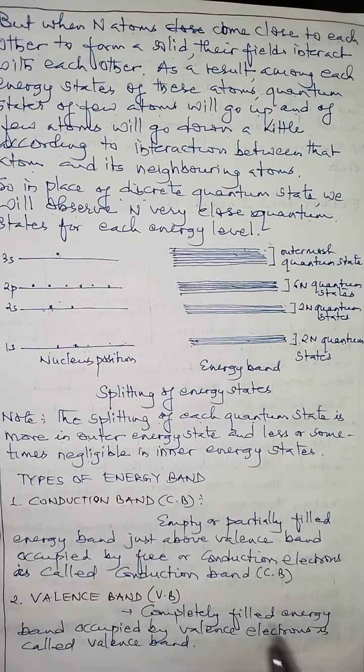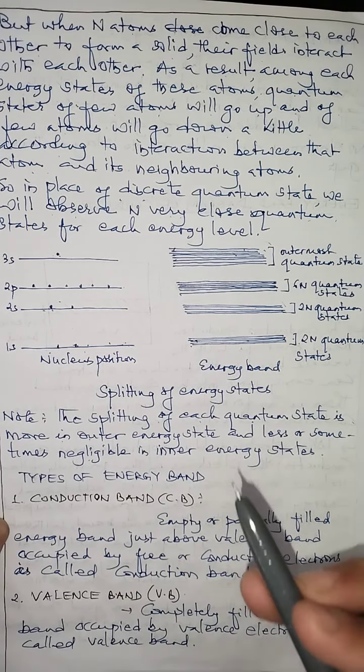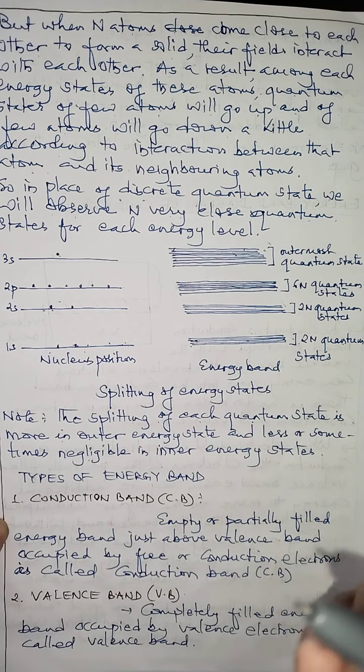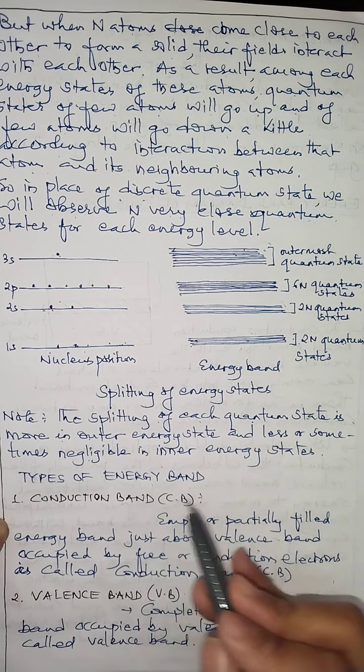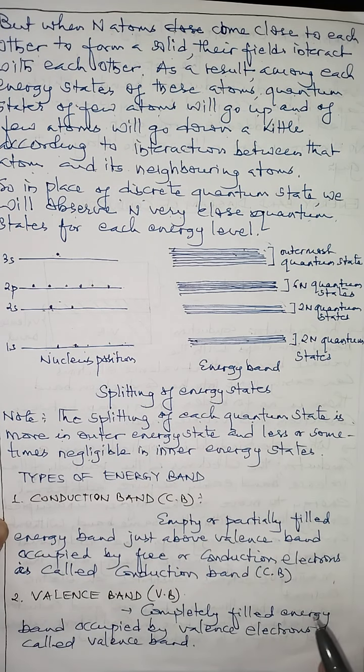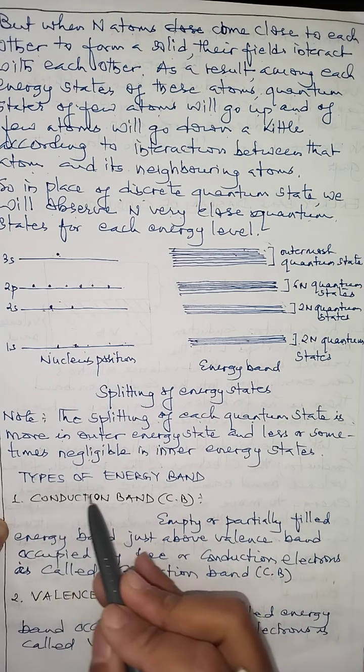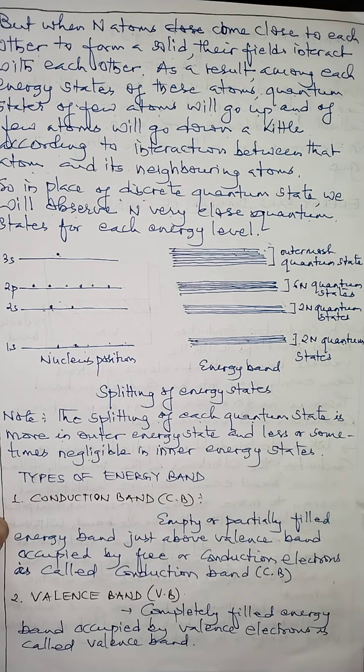Now, dear children, we will go to the next topic from this chapter, after we learned about the energy band in solid or material. Energy bands are of different types. We now discuss the types of energy band, and we see this energy band in different substances like conductor, insulator, semiconductor, and so on.